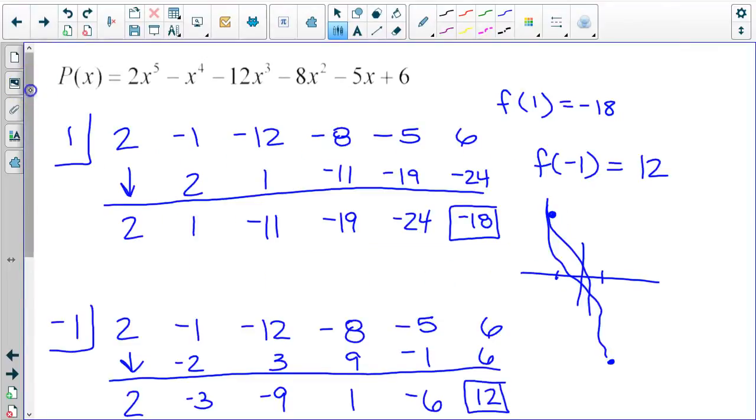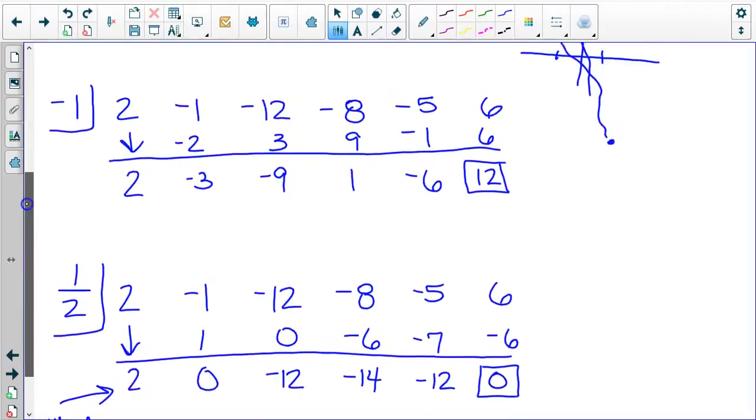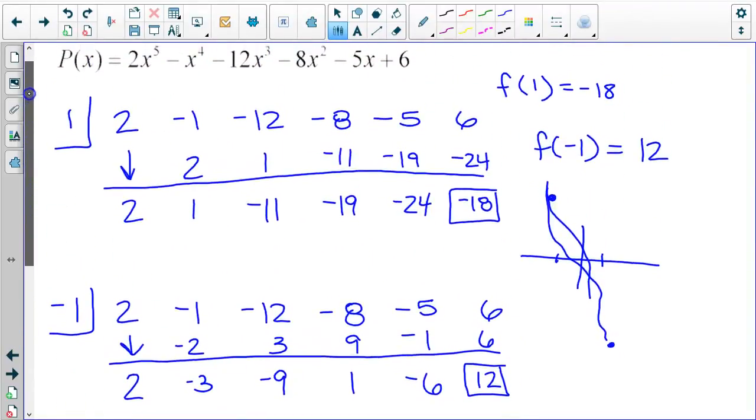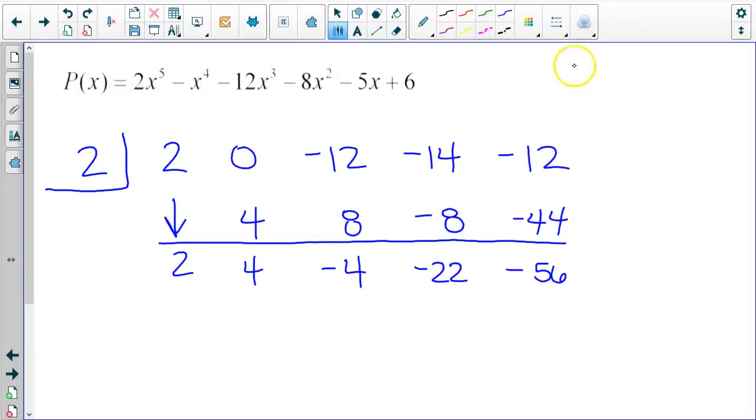Let's back up. What did I get for positive 1/2? 0. So that doesn't really help me. Okay, let's look at positive 1. I got negative 18, right? For f of 1. You'll see why I'm showing you that. F of 1 was negative 18, right? What did I just get for f of 2? Negative 56, right?